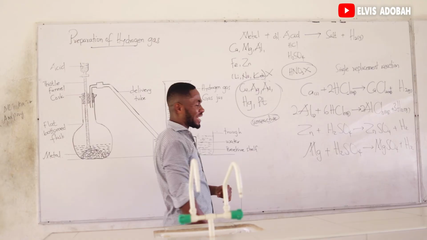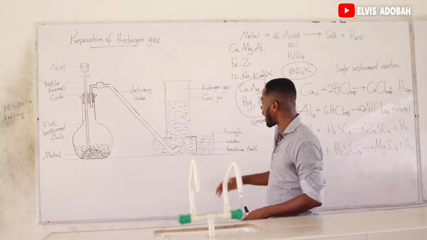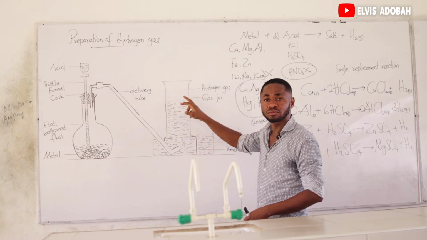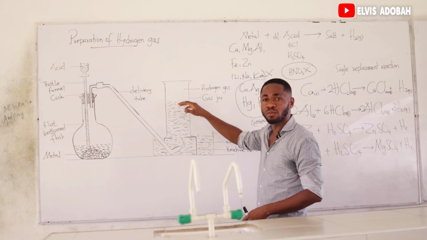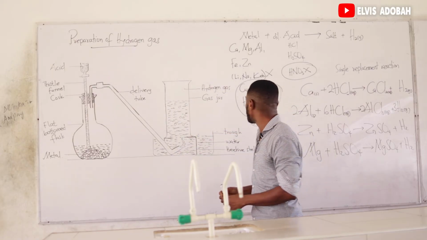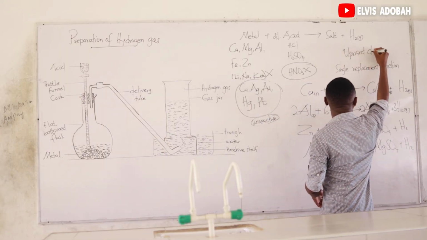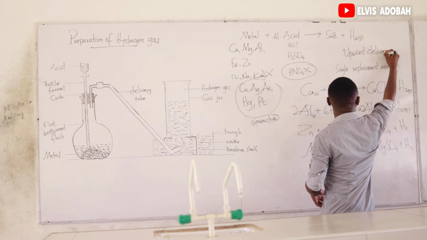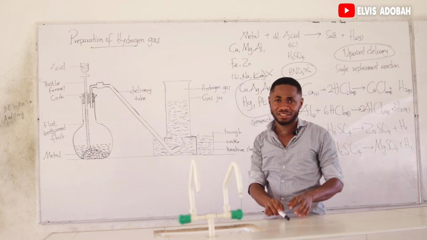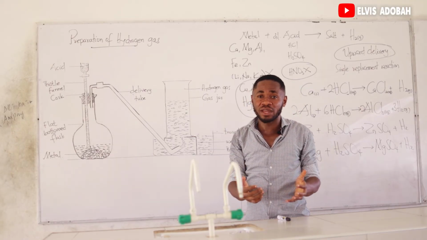This is hydrogen gas. In the gas jar, you can see the hydrogen gas climbing up. The mode of collection, the gas is going up. So we call that mode of collection the upward delivery. And the upward delivery is always employed, or it always comes to play when the gas is very light.